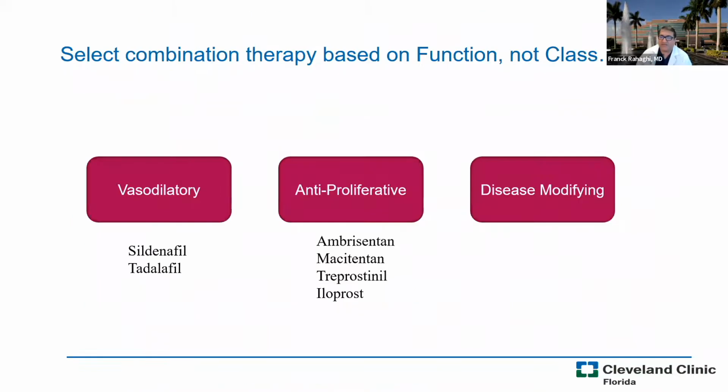Well, maybe we should look at what they do and say, okay, so far we put drugs in a category of vasodilatory. Clearly, sildenafil, tadalafil are in that category. And I submit to you, they're probably going to be added to any cocktail because of their safety and ease of use. Then we get to the anti-proliferative set, which includes ambrisentan, macitentan, but also treprostinil and iloprost. And lastly, there is this category now that is emerging that's called disease modifying. So they're saying we are more than vasodilatory, we are more than anti-proliferative, we are all.